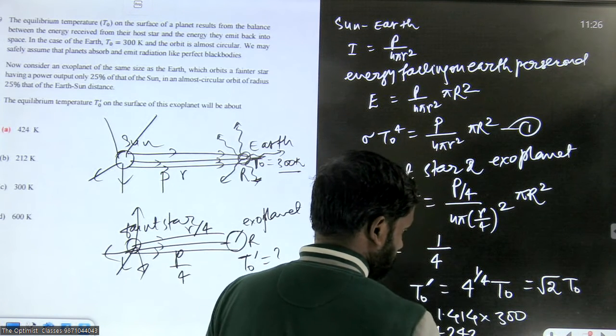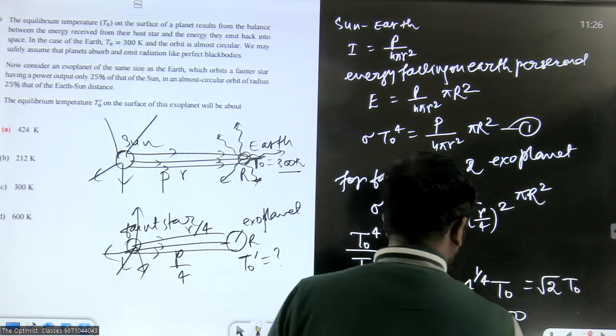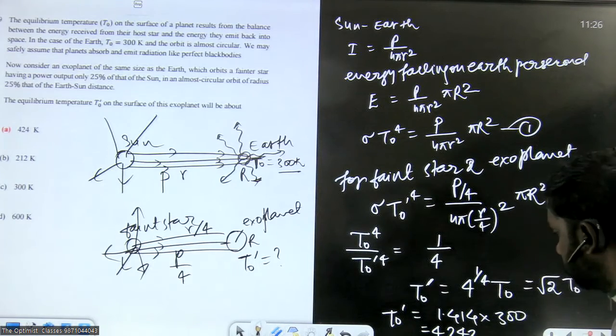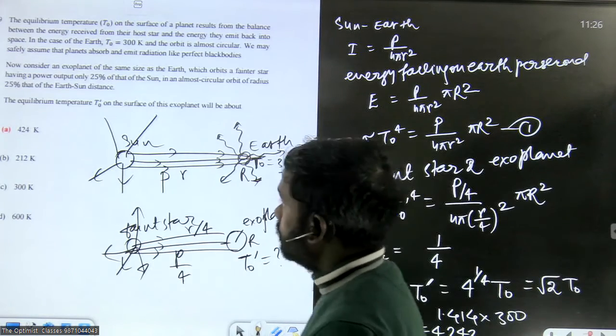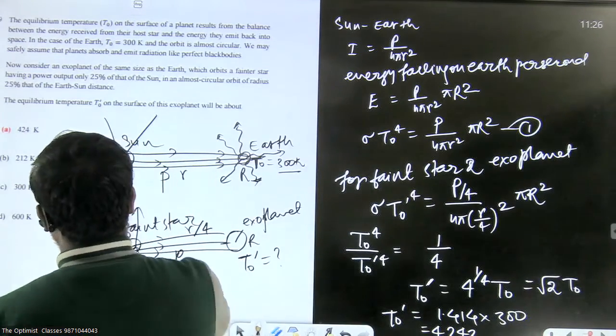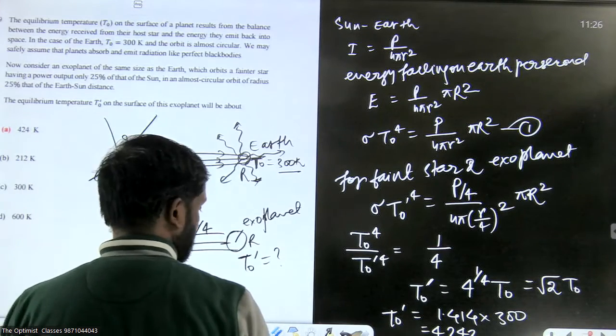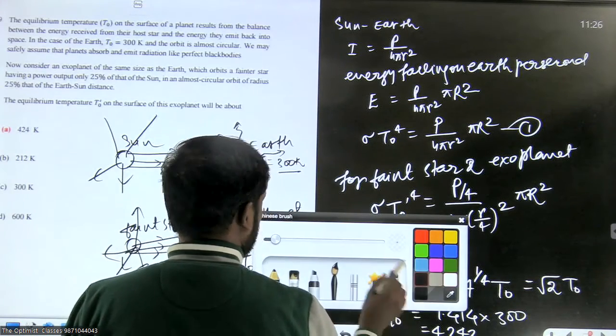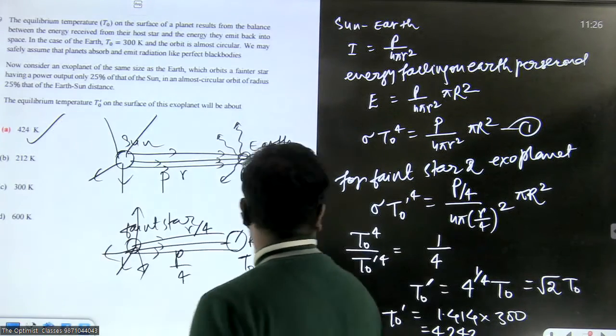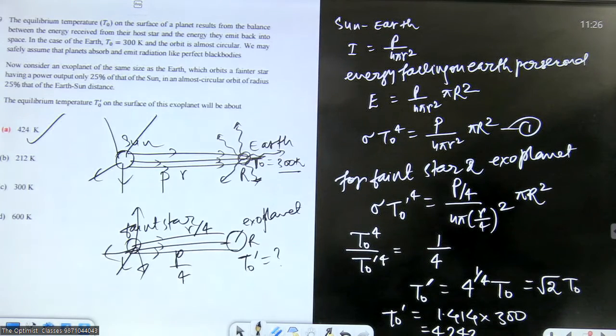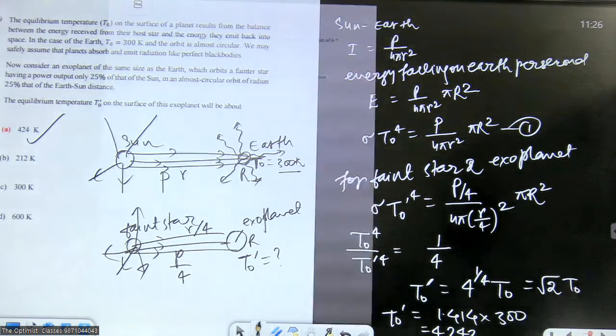This is what we are going to get. Okay, so 424.2 we will get. So the answer is 424 Kelvin. That's the correct answer. So option A is coming out to be correct, 424. All right, now next question.